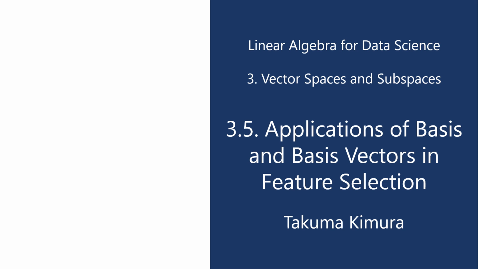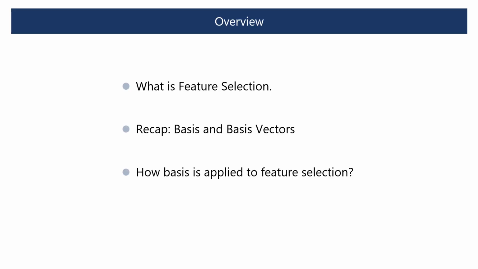Chapter 3, Section 5, Applications of basis and basis vectors in feature selection. Basis and basis vectors are abstract concepts, so it may be difficult to see their usefulness. In the previous video, I mentioned that a basis can be applied to feature selection. This section aims to clarify how the concepts of basis and basis vector are related to feature selection.